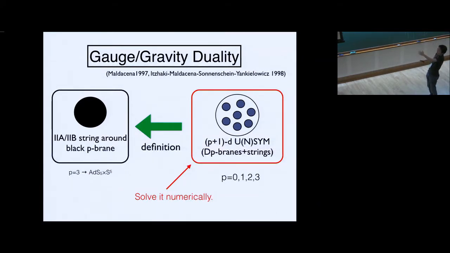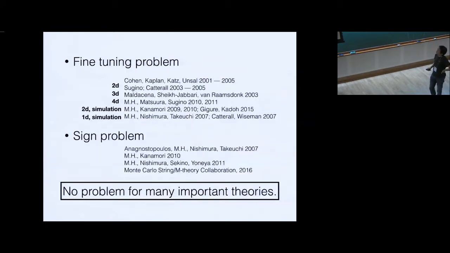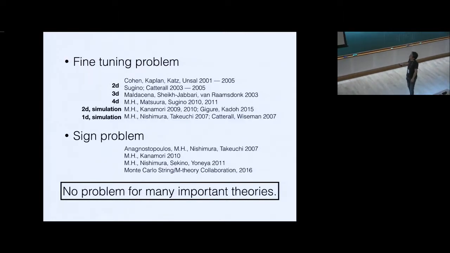And I already showed this plot in the motivation part. Okay, so we want to solve this theory numerically. And so I just said the fine-tuning problem can be avoided. In the case of 0 plus 1 dimension, it's particularly easy. Also for 2-dimensional theory, starting with Cohen, Kaplan, Katz, Unsal, Sugino or Catterall, these people contributed. Theoretically, at least to all orders in perturbation theory, fine-tuning is not needed. There are several simulation results available, and it seems that even at the non-perturbative level, fine-tuning is not needed at all. And in 3-dimensional and 4-dimensional theories, fine-tuning-free formulations are proposed.